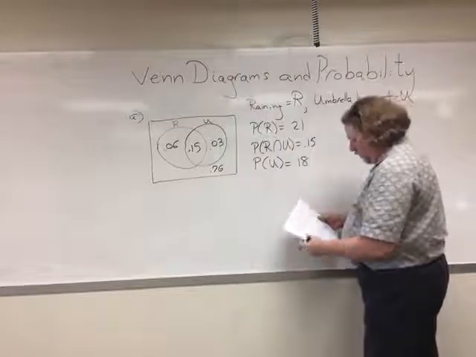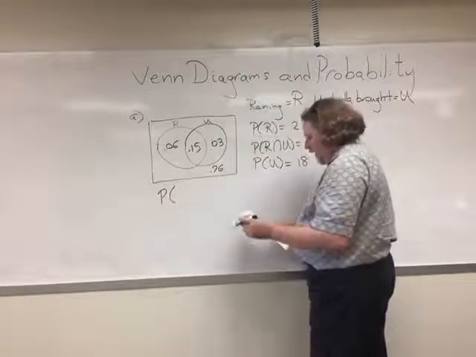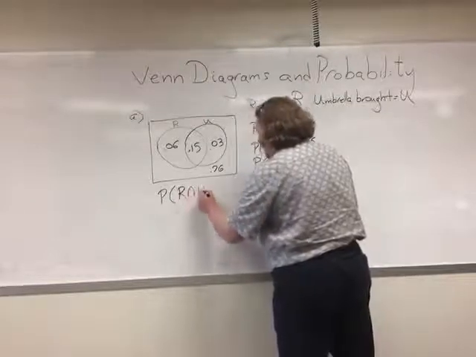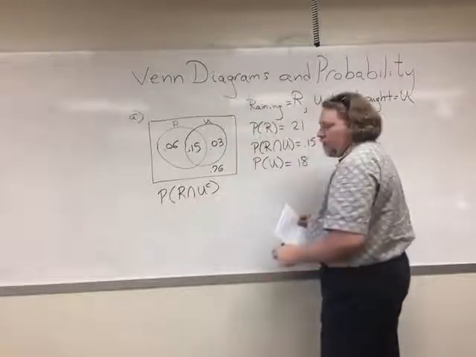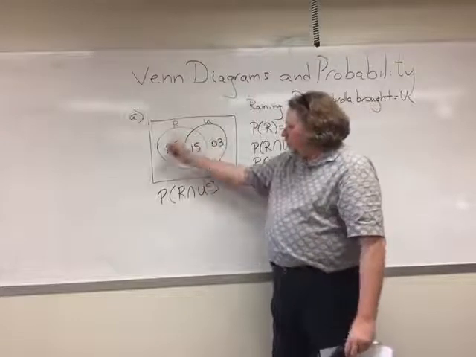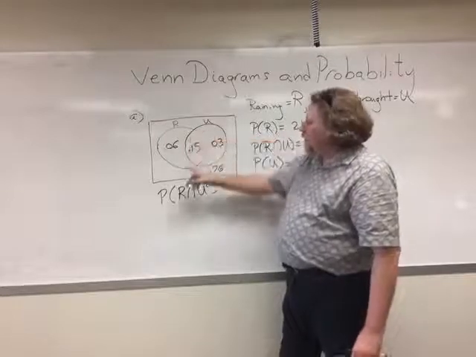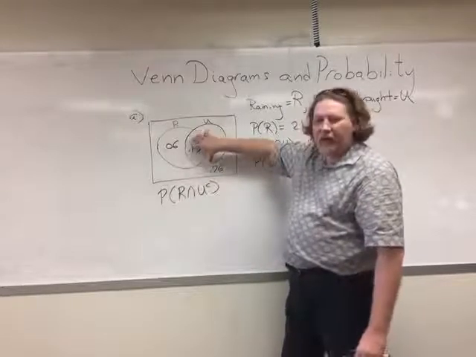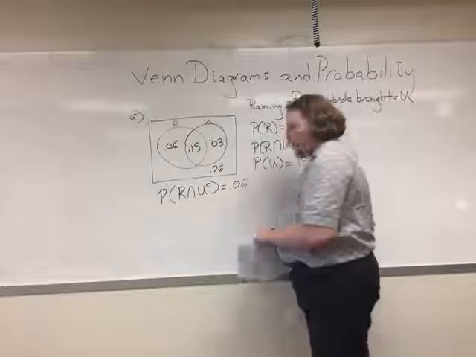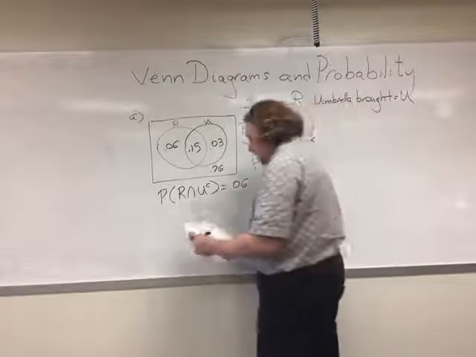Going on to question D. What is the probability that it is raining, but I did not bring my umbrella? Raining and not my umbrella. Well, where is it that it's raining and not my umbrella? Raining is inside this circle and not my umbrella is outside this circle. So I need to find what's in this circle but outside that circle. That's 0.06. So 0.06 is the chance that a randomly chosen day is raining and I did not bring my umbrella.